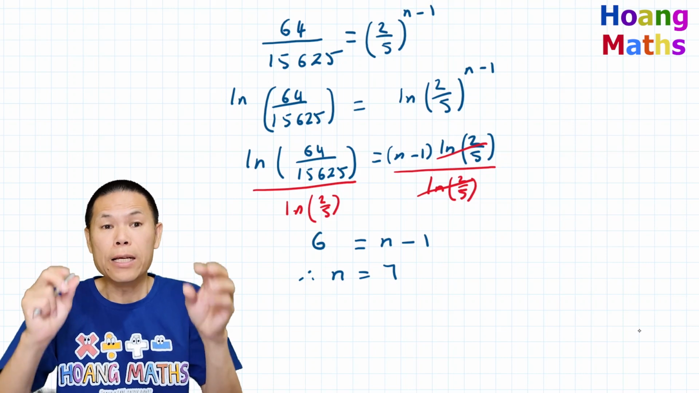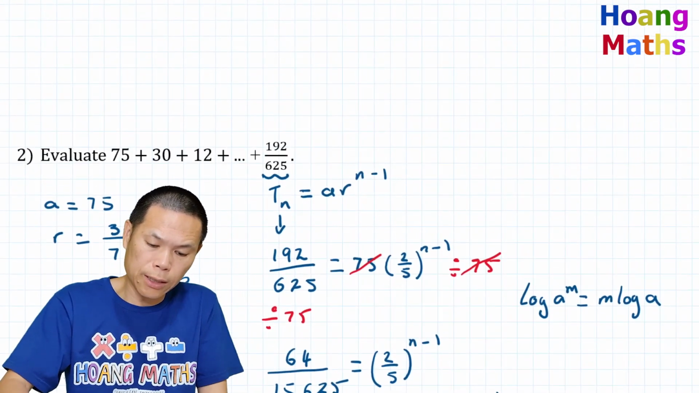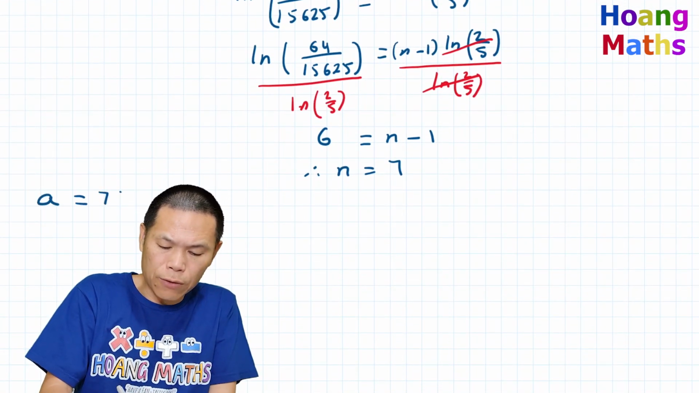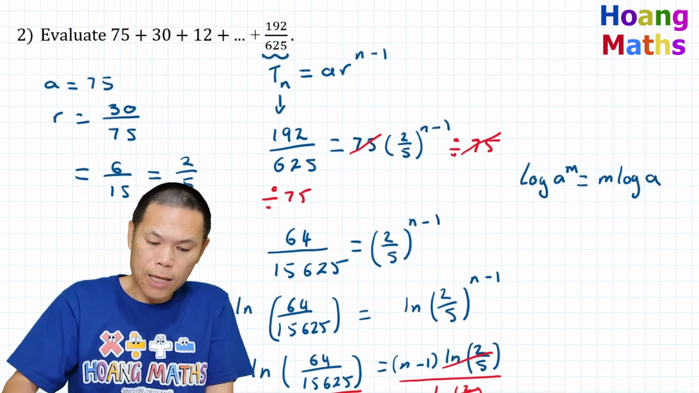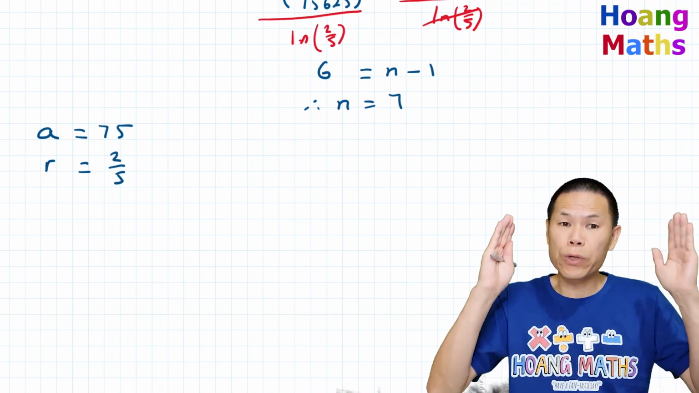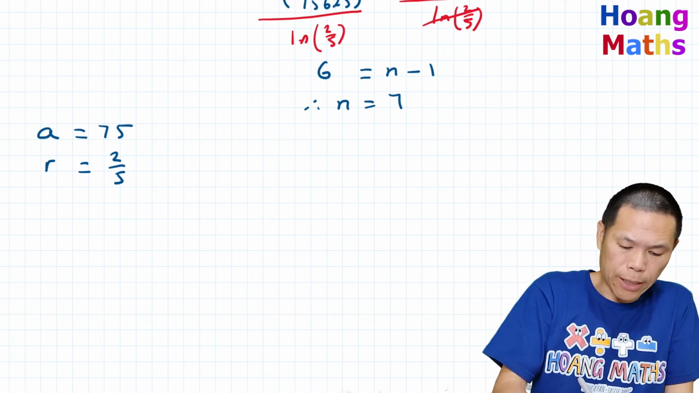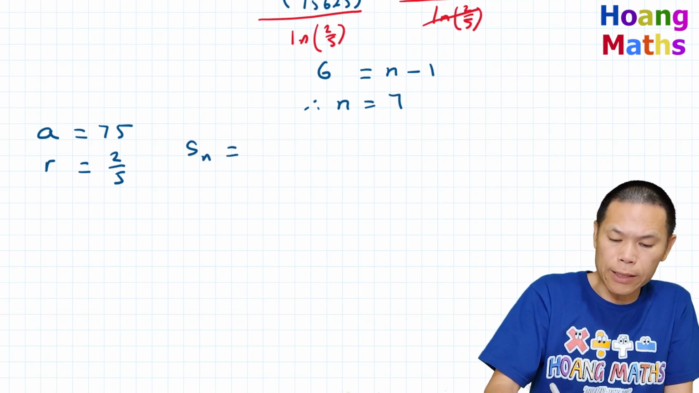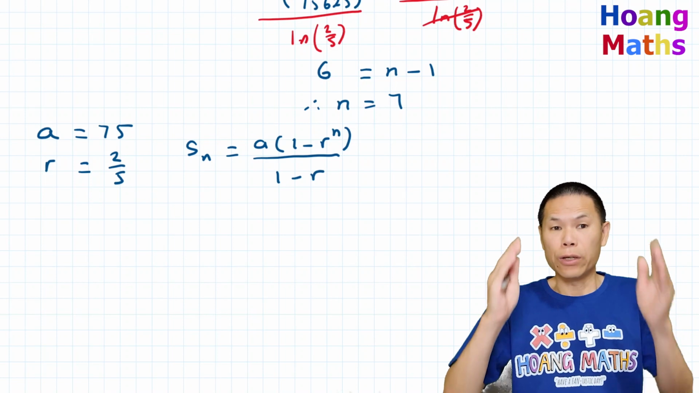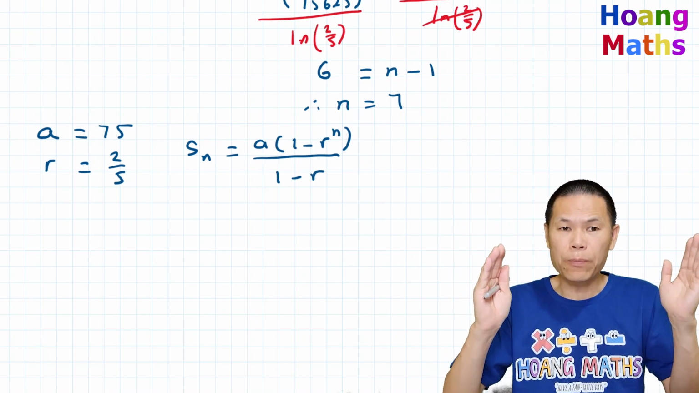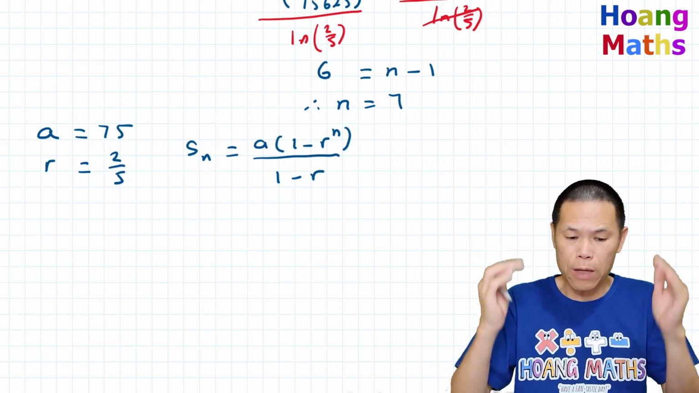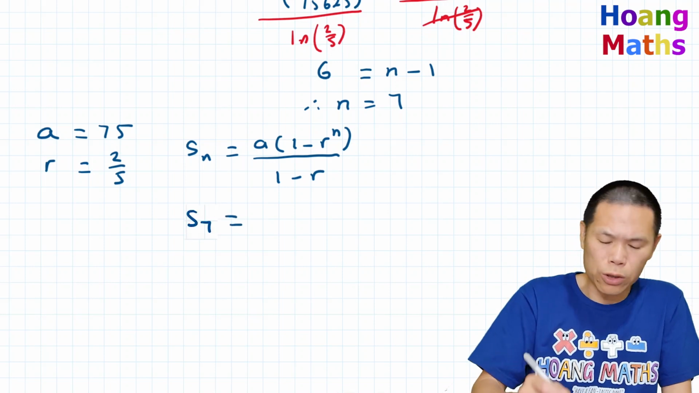Now we need to find the sum of the 7 terms in this series. Let me write this down. First of all, a is 75 and r is 2/5. Because r is between -1 and 1, we have to use this formula here: S of n is a times (1 minus r to the power of n) over 1 minus r. If r is greater than 1 or less than -1, we use a times (r to the power of n minus 1) over r minus 1 instead. Keep that in mind. Because it's between -1 and 1, we use this formula here.